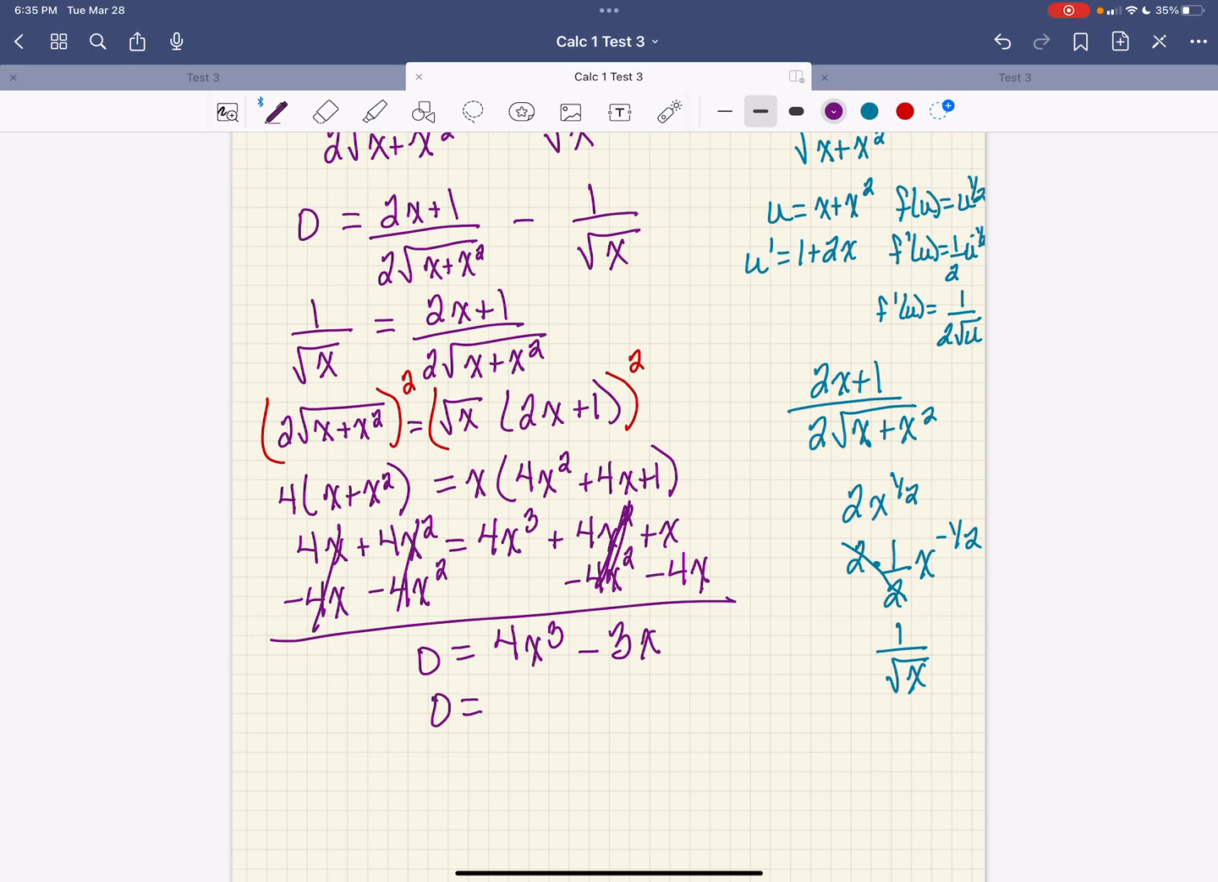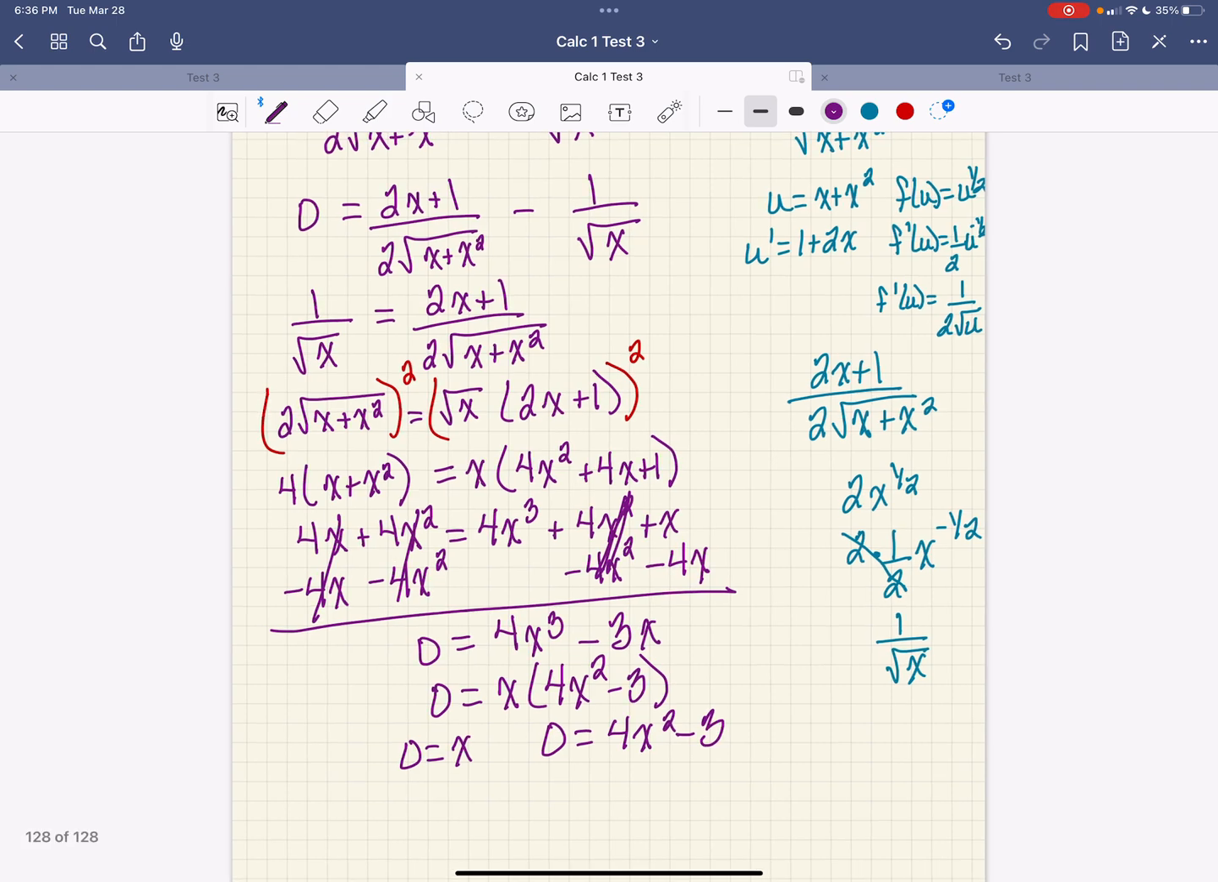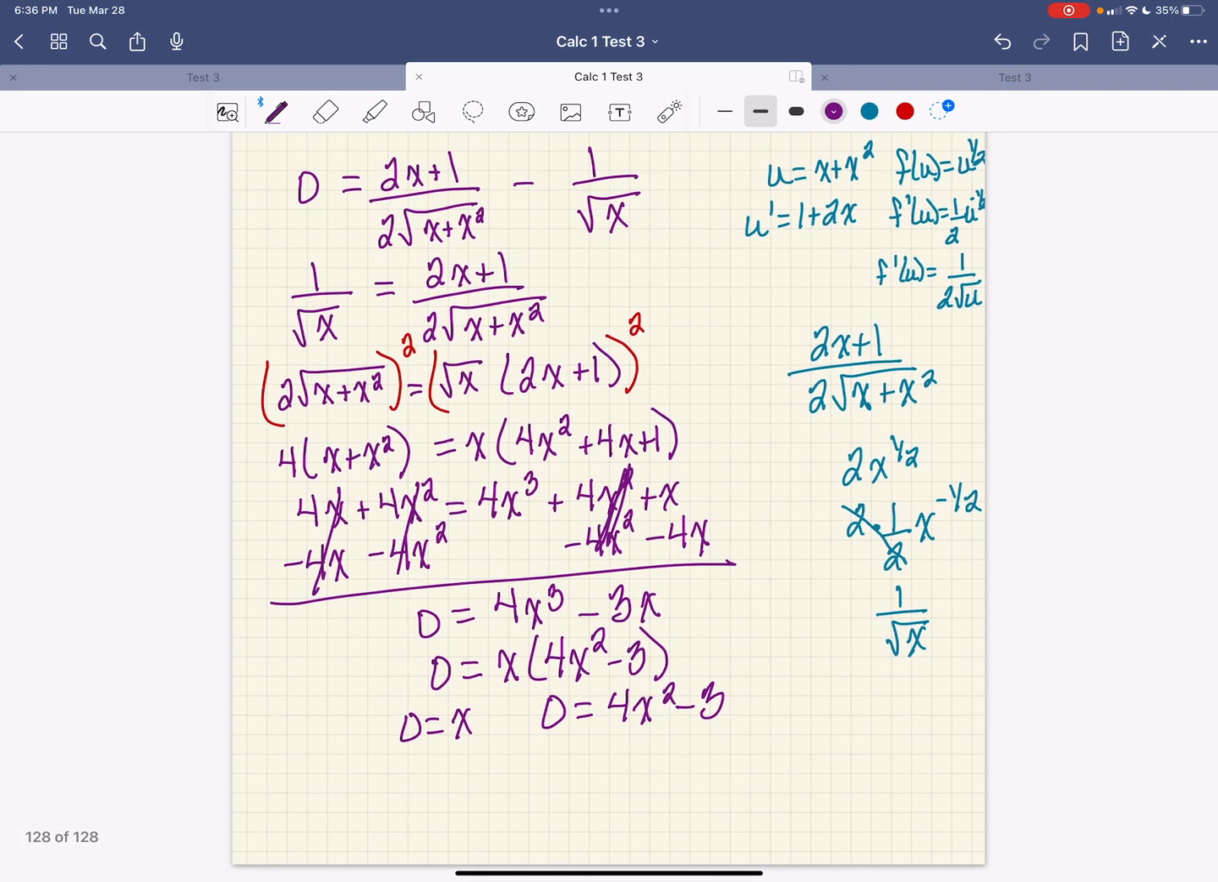So then I'm left with 0 equals x times 4x squared minus 3. Okay, so I set each factor equal to 0, so I have 0 equals x, and then I have 0 equals 4x squared minus 3. Here's a critical number that I've got to think about: x equals 0. I think that's part of my interval though, so that's one of the endpoints of my interval.